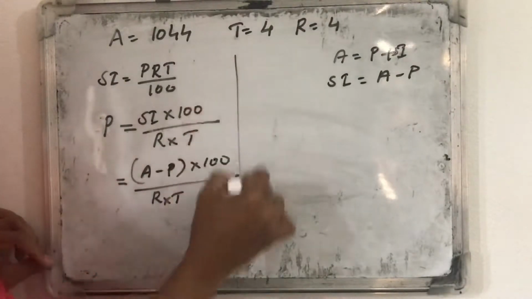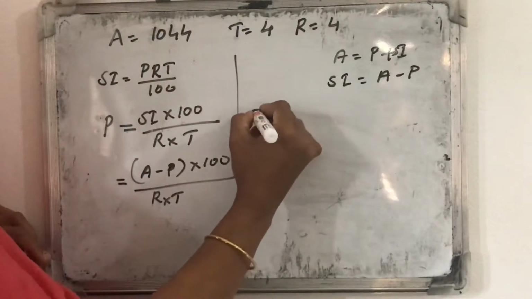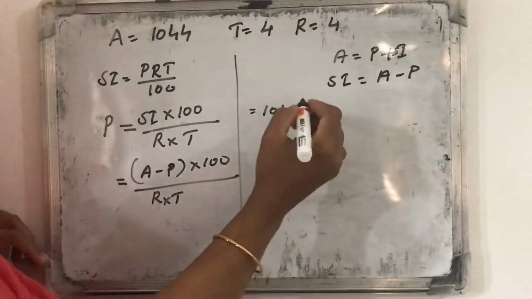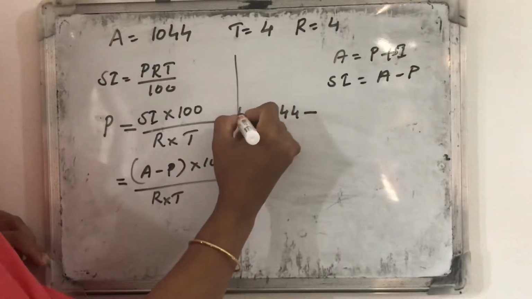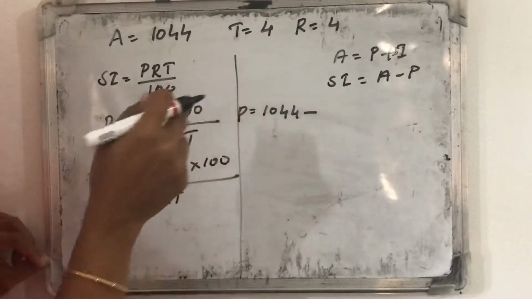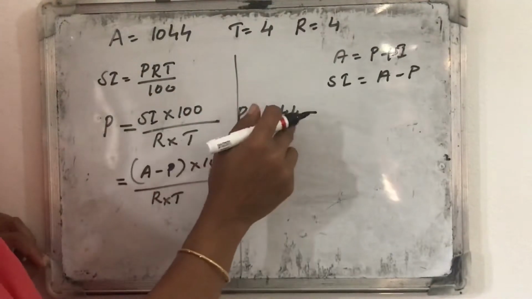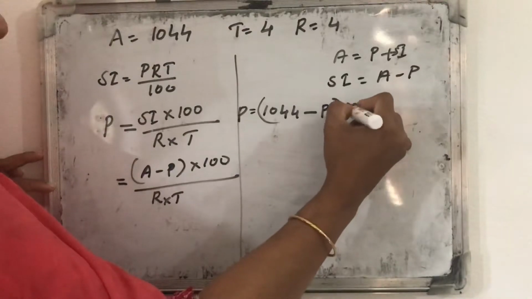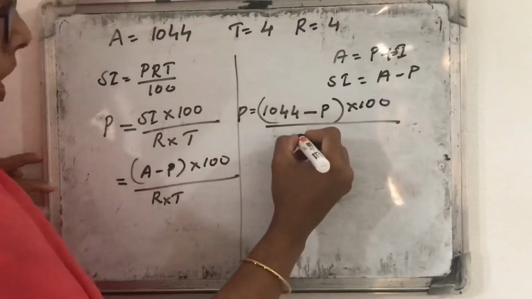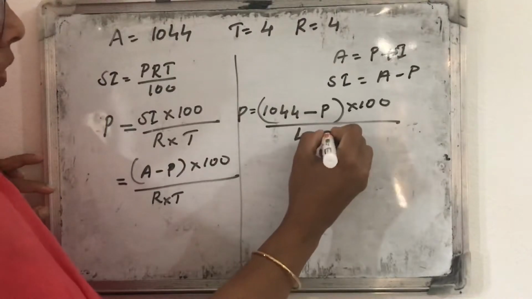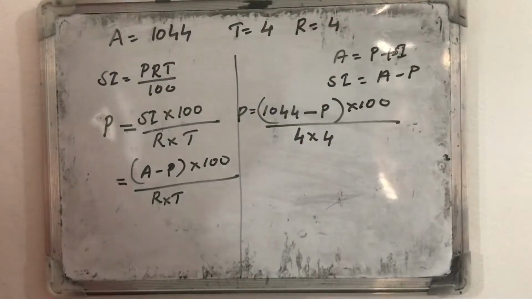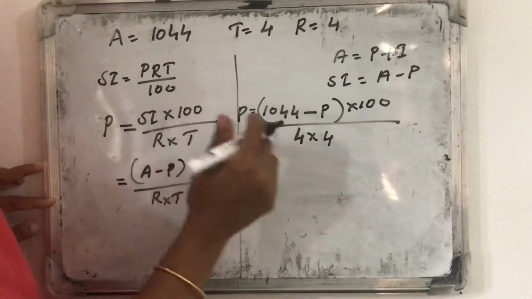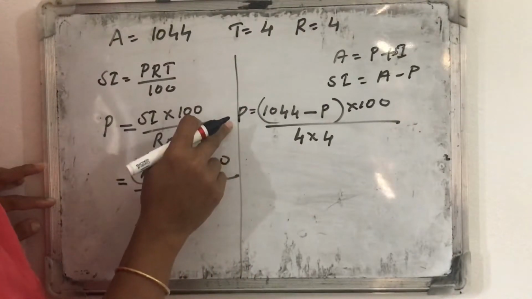Okay, now we can substitute. A is 1044, that we know, minus P, that we don't know. Here on the left hand side it is P. We are finding P. P equal to, then we are substituting: 1044 minus P into 100 divided by R, which is 4, and T also 4. Okay, so next we can transpose this to here. 4 into 4 is 16. We are transposing 16 here by multiplying with P.